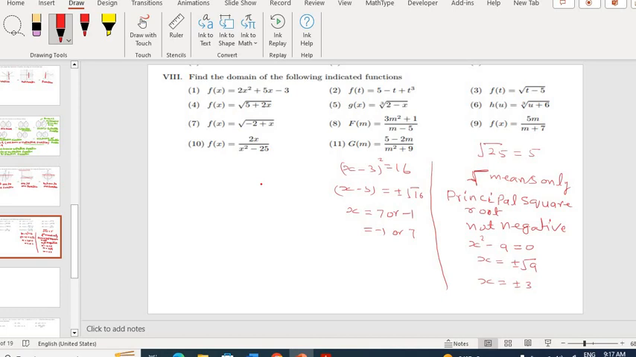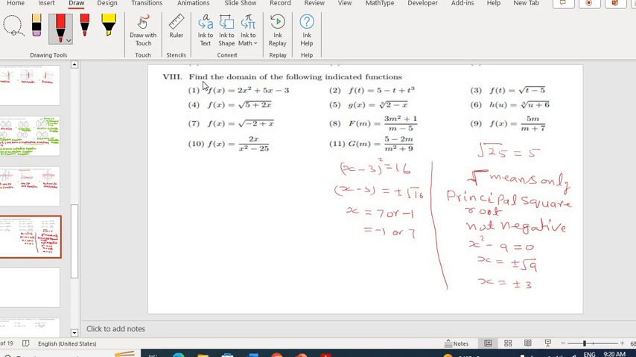But generally, if it is only square root, that means we are taking only the plus sign, meaning we are talking about the principal square root, not negative. It does not include negative, because we are focusing on the principal square root, which means plus sign only. So in that section, part 8, we are going to find the domain.